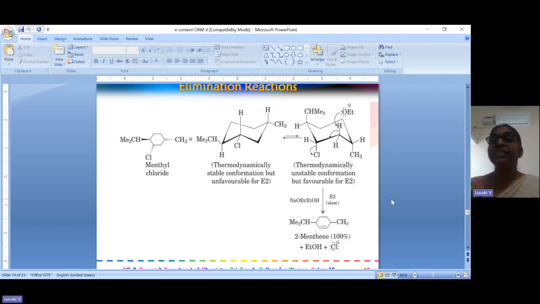So in this conformation, there is only one axial hydrogen that is beta to the Cl atom. So this leads to the formation of only one product, that is 2-pentene, which is the Hofmann product.